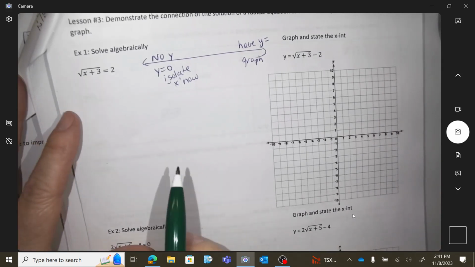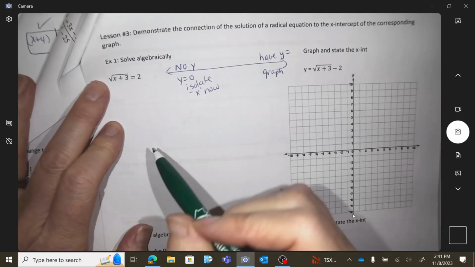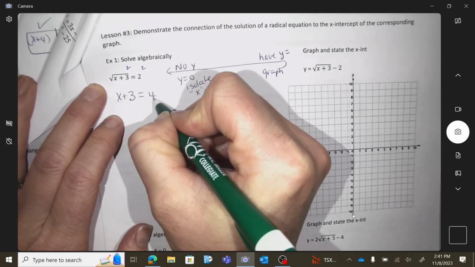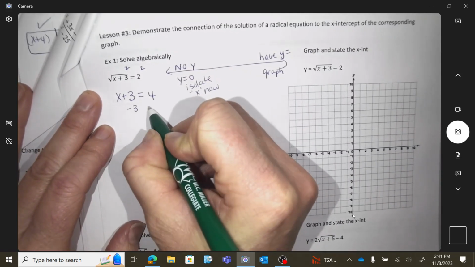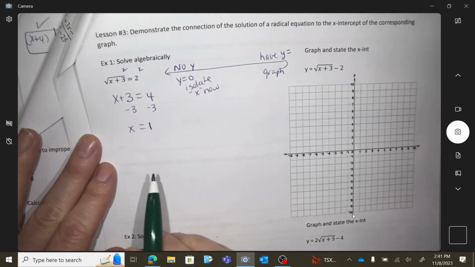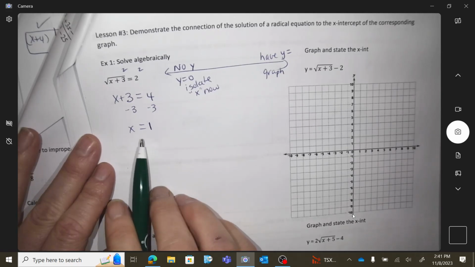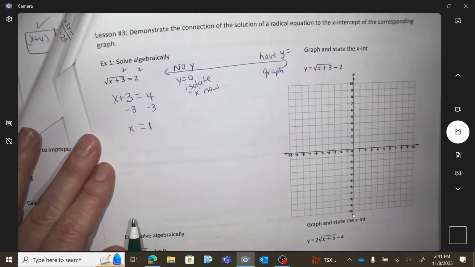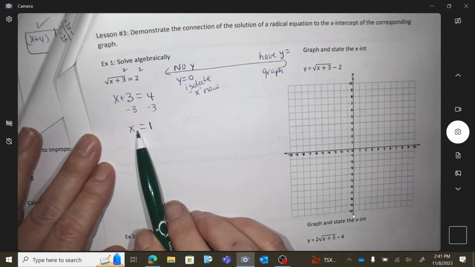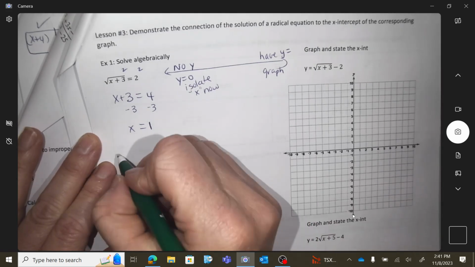Okay, tell me what to do algebraically to get x alone. What's your first step? Square it. X plus 3 equals 4. Minus 3. X equals 1. What should that tell me about the graph? The x-intercept, because of y. Because there was no y.